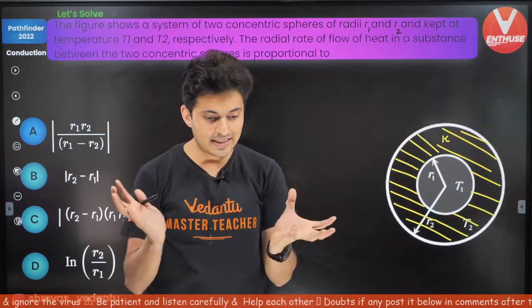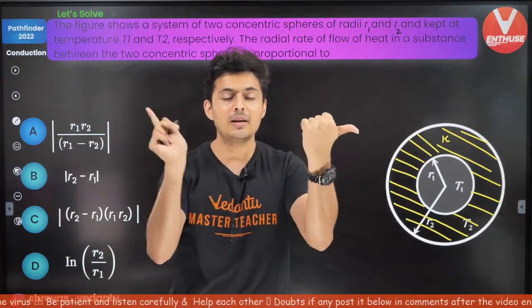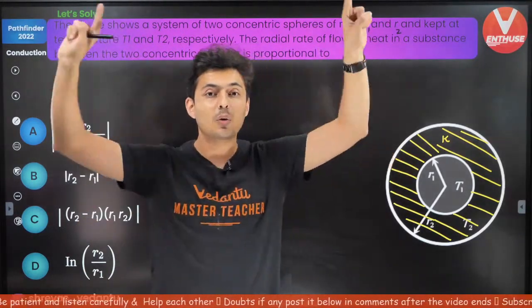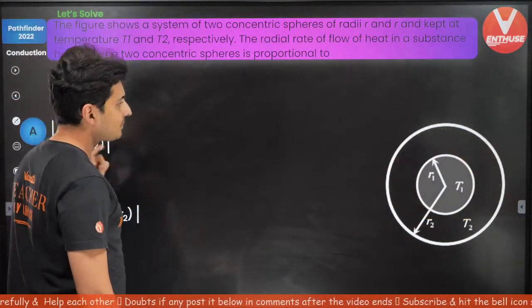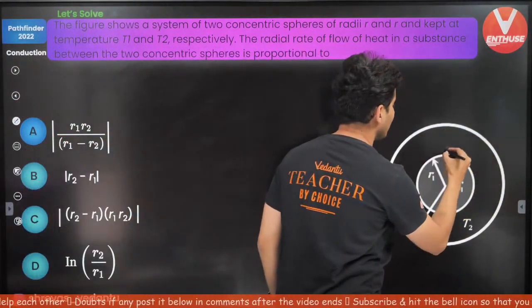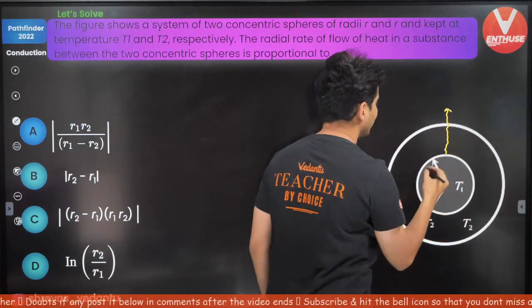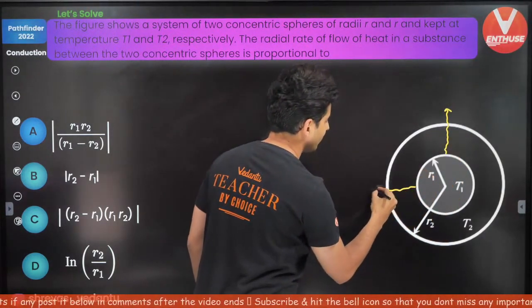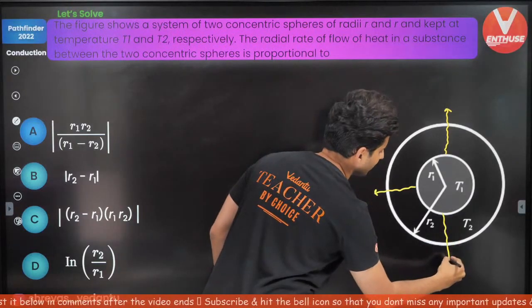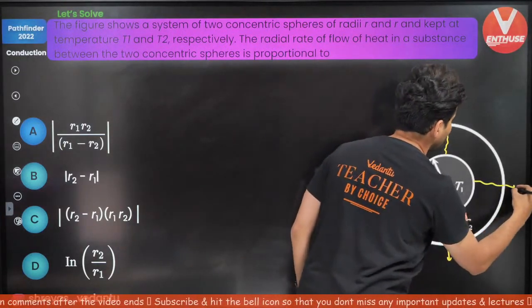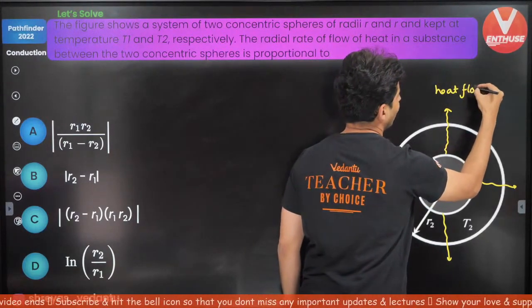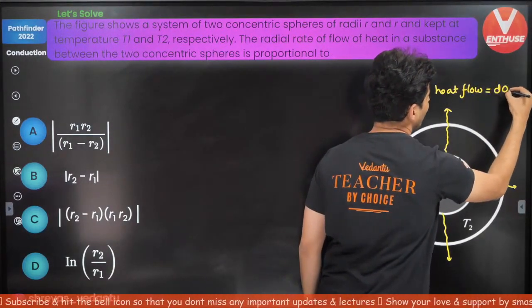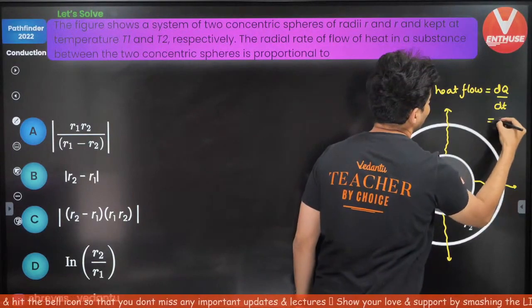The surface is spherical, perpendicular will be the radius, so the heat will flow radially outwards. So if I have to draw it, I will say that the heat will flow like this. The heat will flow in this fashion. Very interesting thing. This is how the heat will flow. And I'll just call this heat flow rate dq by dt as h.